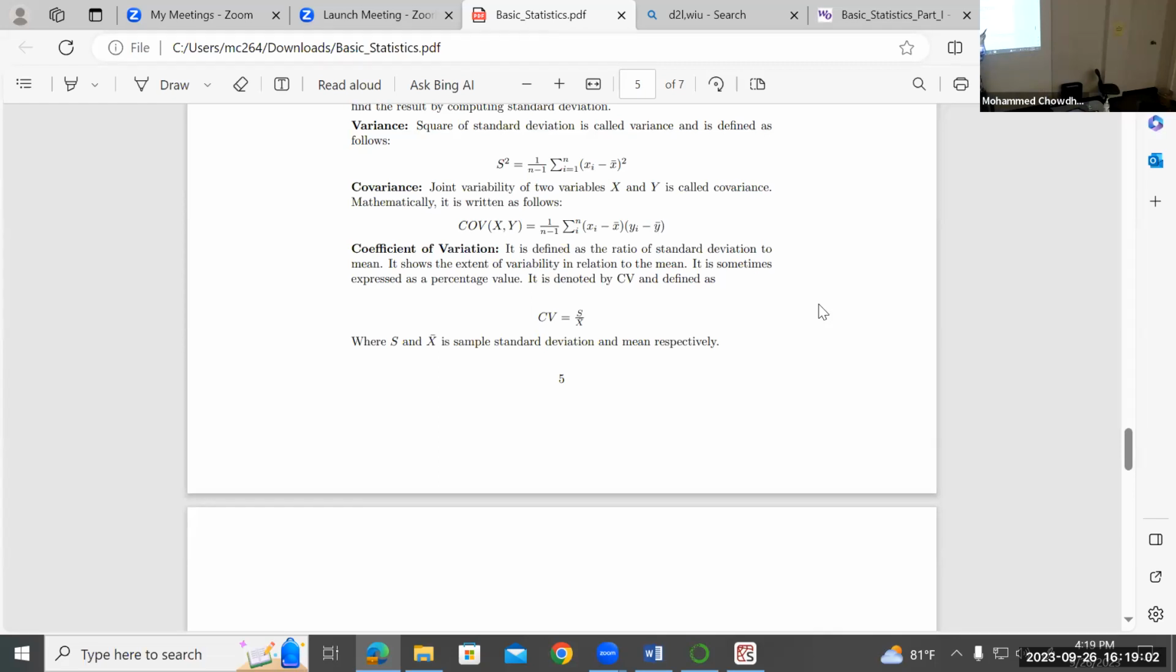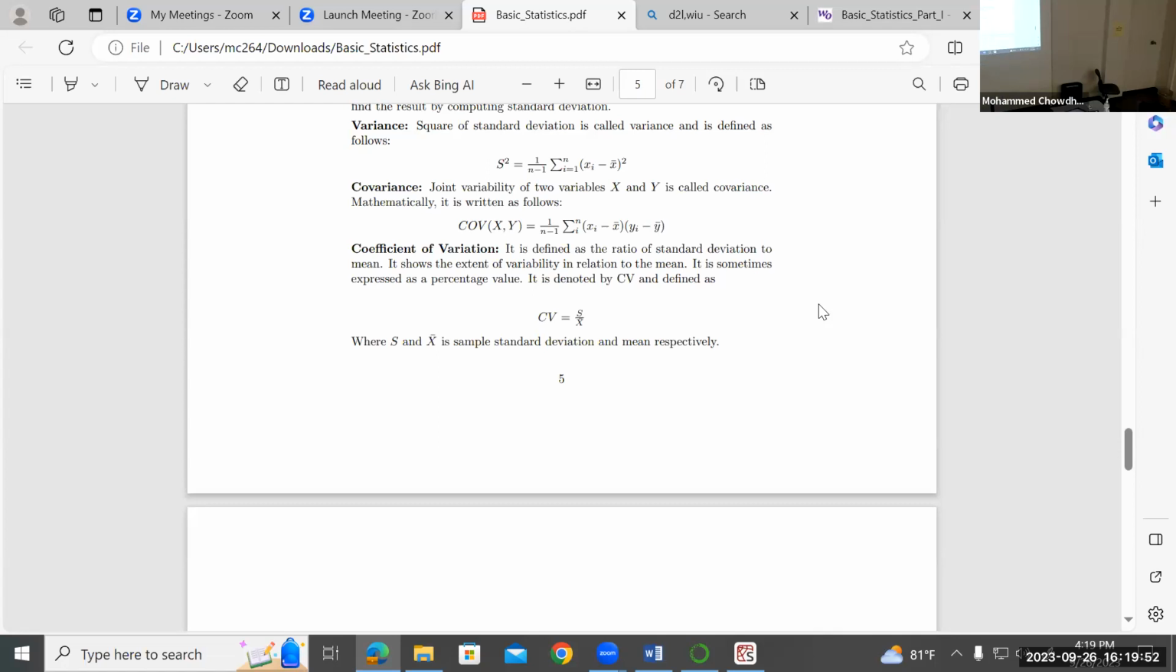It is a ratio. But why do we need it? What is the rationale? The rationale is that it shows the extent of variability in relation to the mean. So I want to find the extent of variability of that variable in relation to the mean. It is sometimes expressed as a percentage. It is denoted by CV and defined like that. So if I put here 100, excuse me, thank you, if I express it in terms of percentage, then between two variables I can express their variability with respect to their mean. Understand?